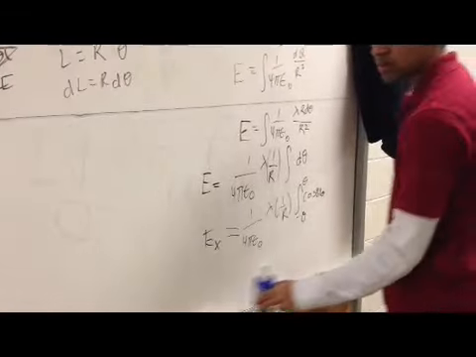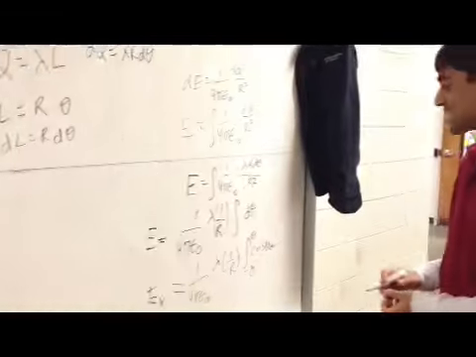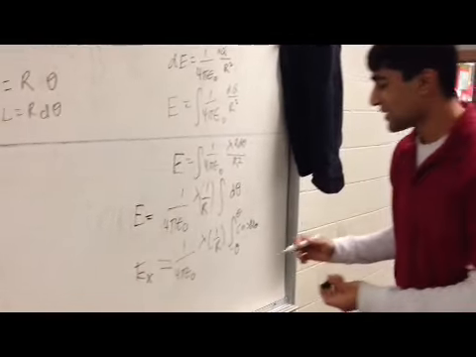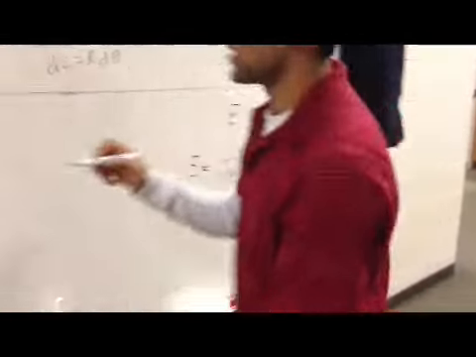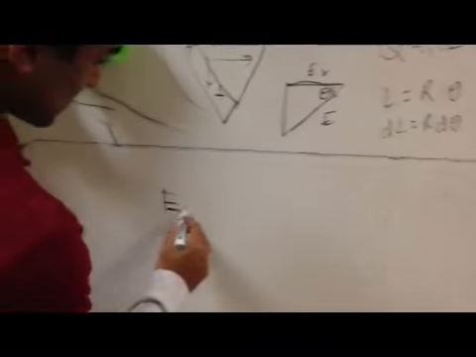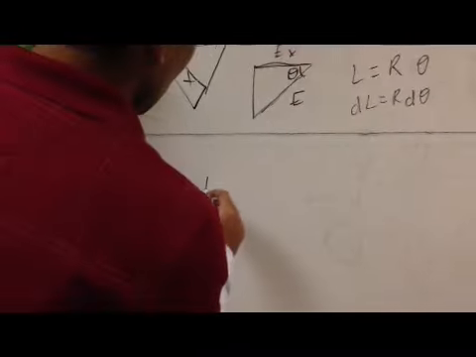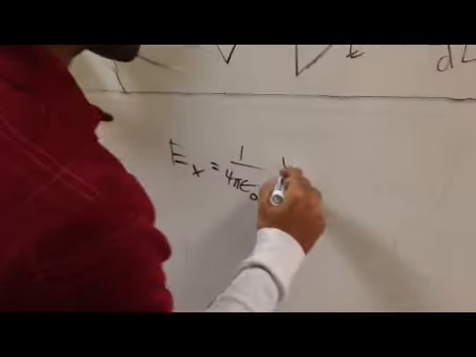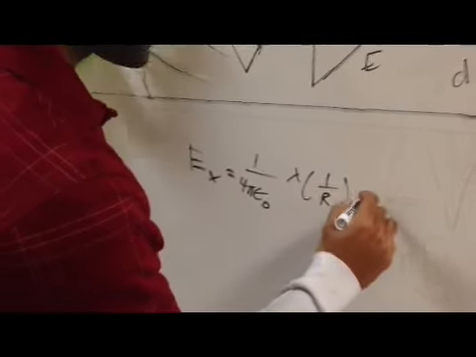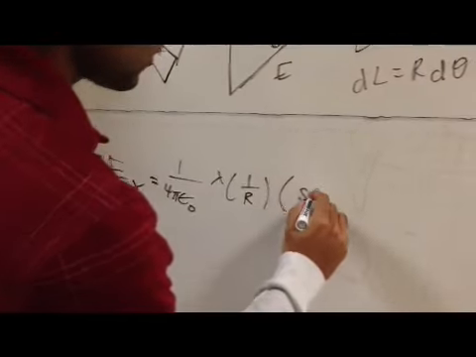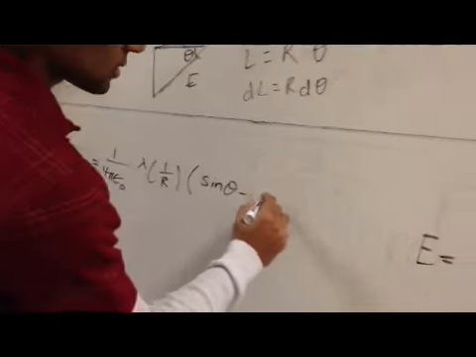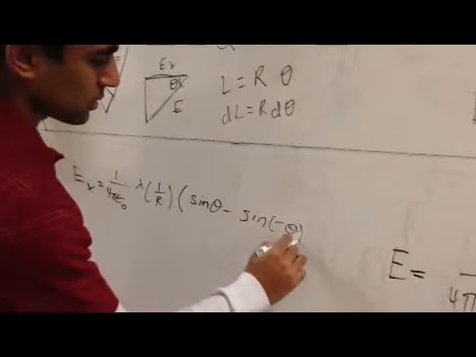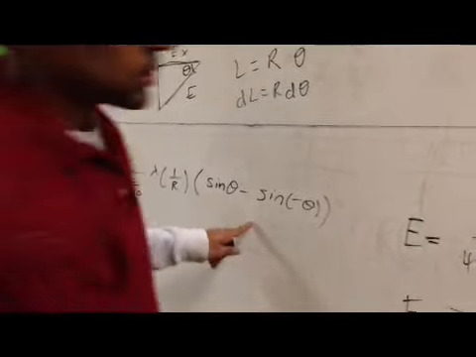Now we just take the integral. The integral of cosine theta is sine theta. So EX equals 1 over 4 pi epsilon naught lambda times 1 over r times sine of theta minus sine of negative theta. This is what I did right now. I just took the integral and evaluated it at the limits, theta and negative theta.